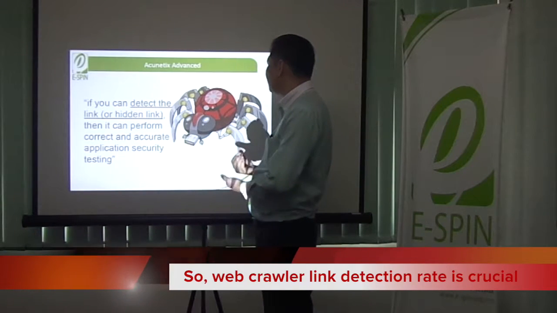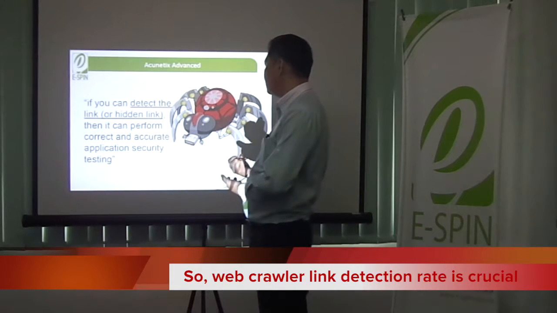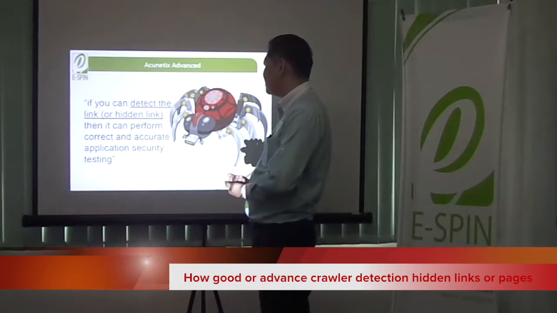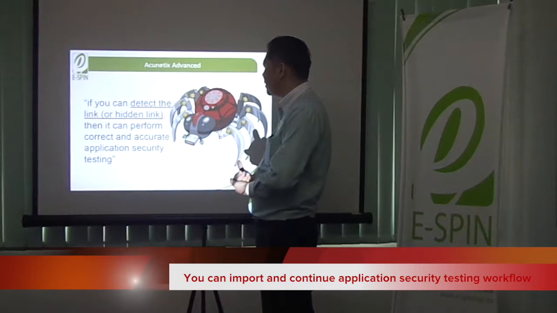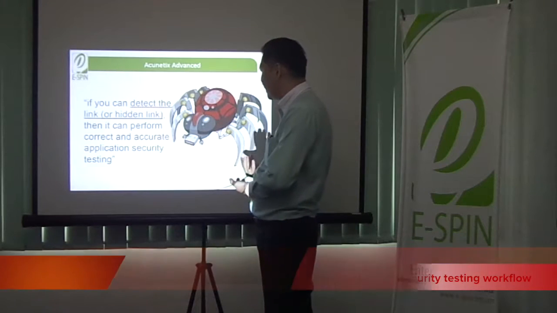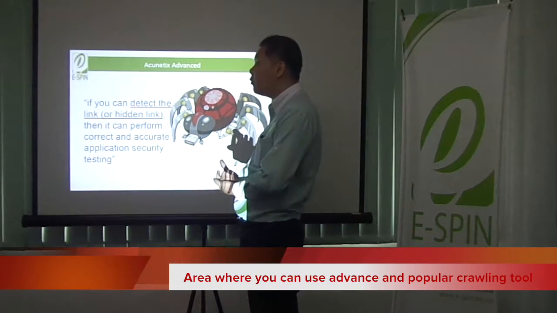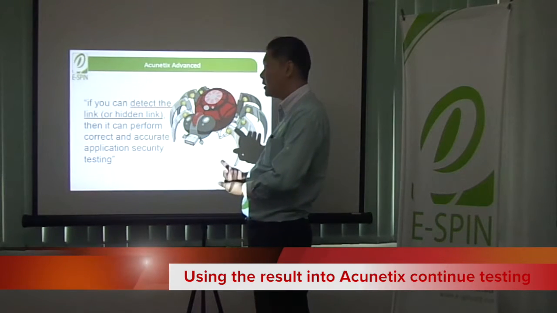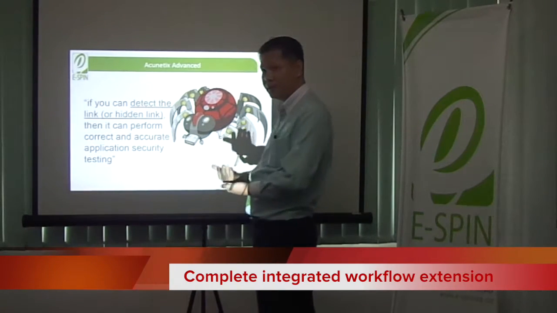So it means the key for the web crawler or spider is how good or how advanced it is, allowing you to detect a link or hidden link, so that by the time you do application security testing, it can continue to work from there. So this is where you may make use of one or some of the very popular tools to record your site, then continue to work from Acunetix as one integrated workflow.